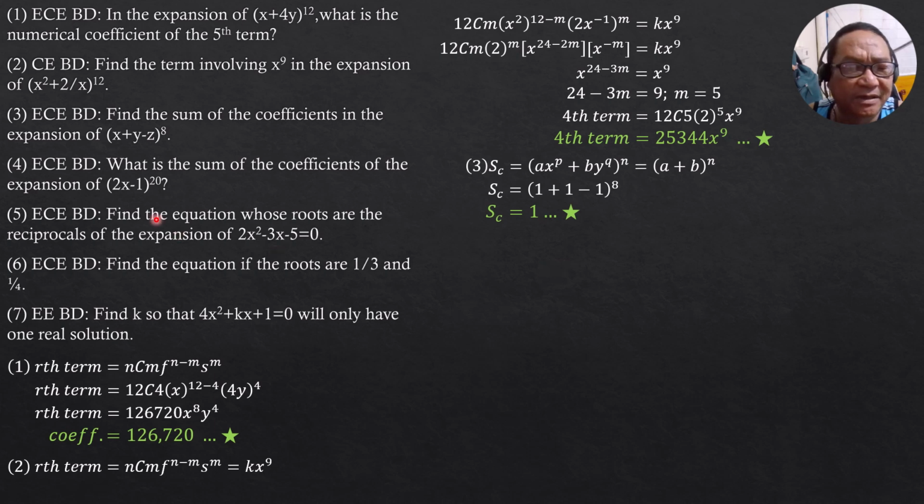Number 4, what is the sum of the coefficients of the expansion of 2x minus 1 raised to 20? Because there is a constant here, we still replace the variable by 1, but take note that there is a term, especially the last term, which is treated as a coefficient, where in fact it's not a coefficient because it is a constant.